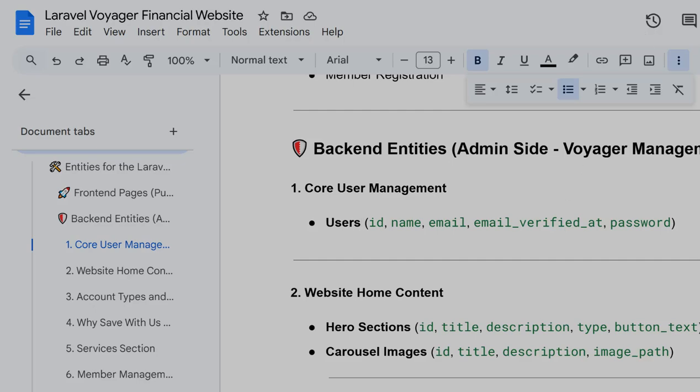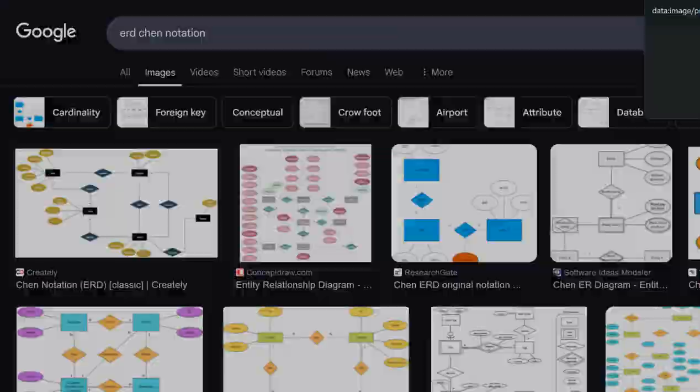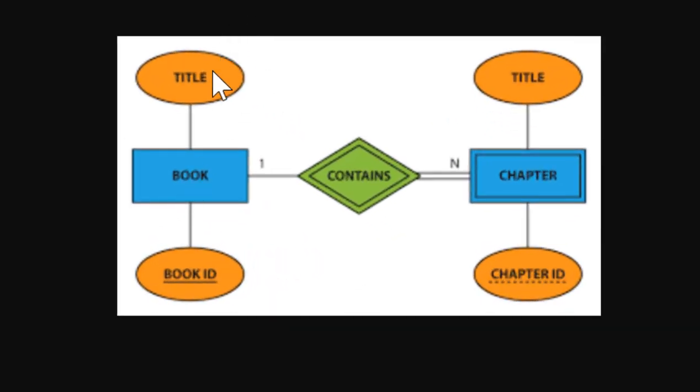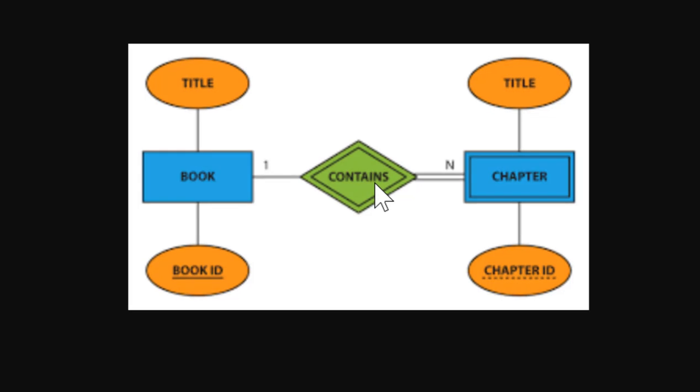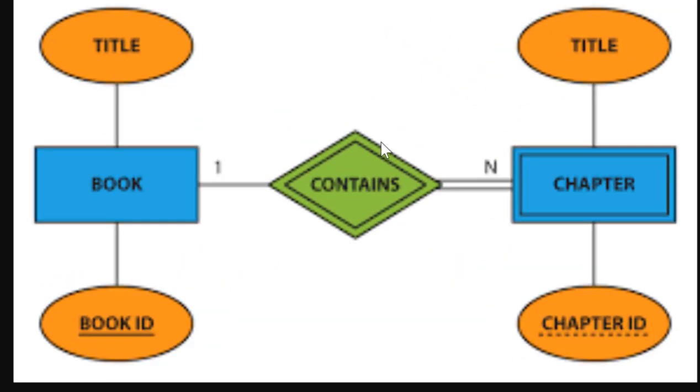In terms of the notations, we do have the Chen notation, and as you can see, with the Chen notation the entities are always represented as boxes. If I open this in a new tab, you can see that this is an entity, book, and the attributes are always in an oval shape. The relationships are always represented with a diamond, just like you can see. So that is the Chen notation.